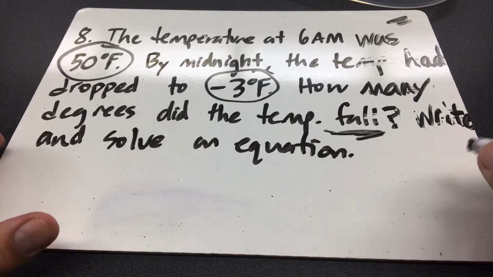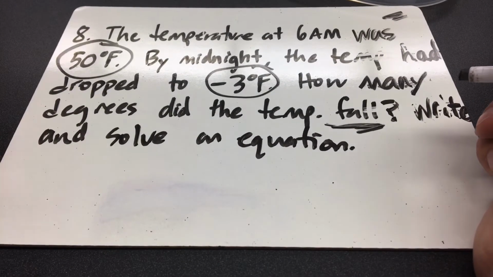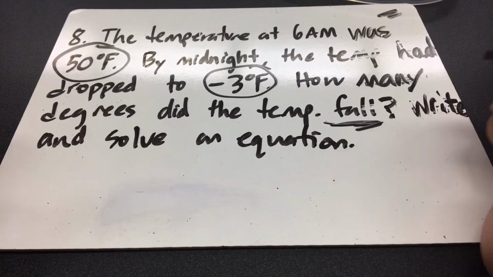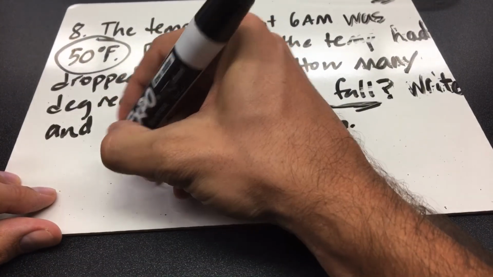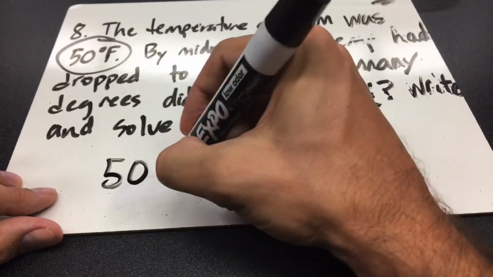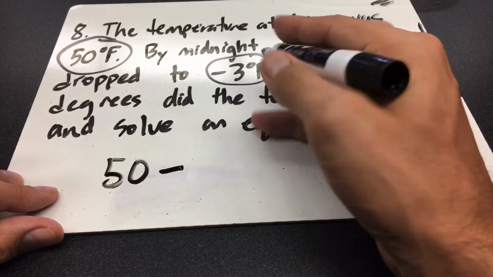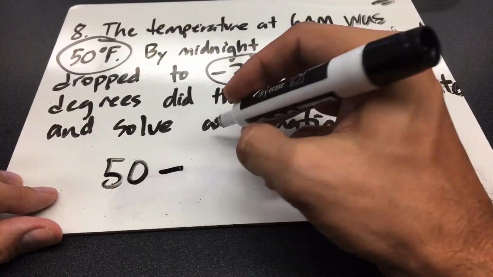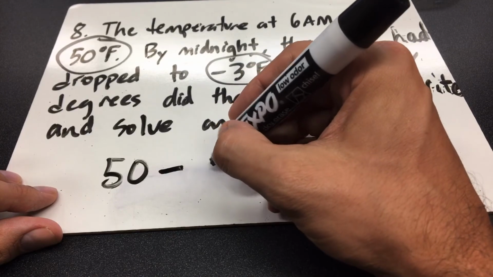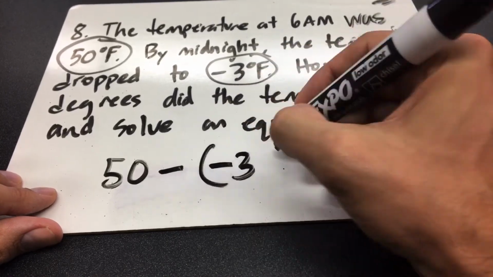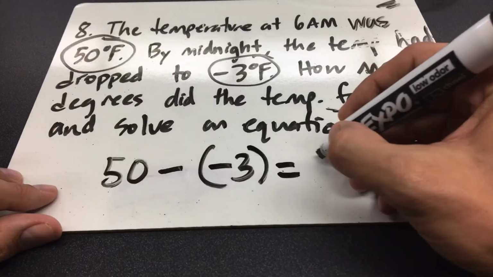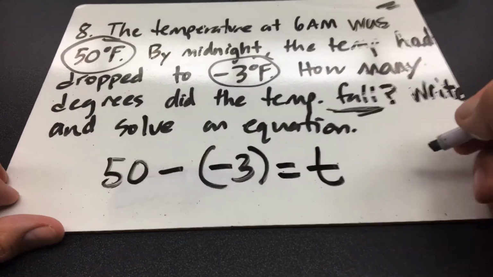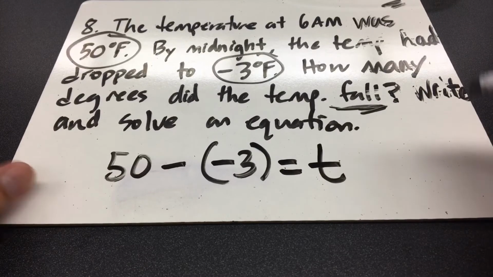Okay, it's not just as simple as it looks, right? How do you find out if something has lowered from one amount to another amount? How do you find out how much it's changed? You subtract them, right? So my equation is going to be 50 minus -3. Remember, it ended up at -3. 50 minus -3, which looks kind of awkward, so sometimes people put it in parentheses, equals, I'm going to put T for temperature, but you can put whatever variable you want. And then I could solve this.